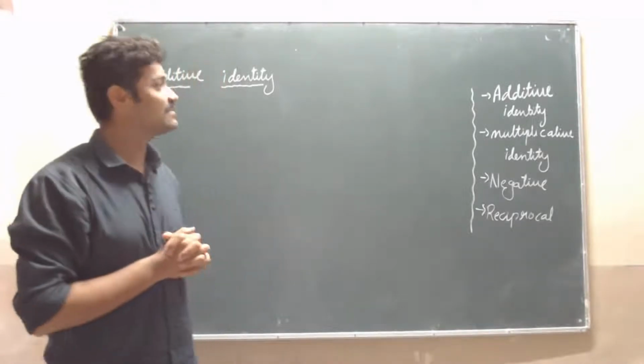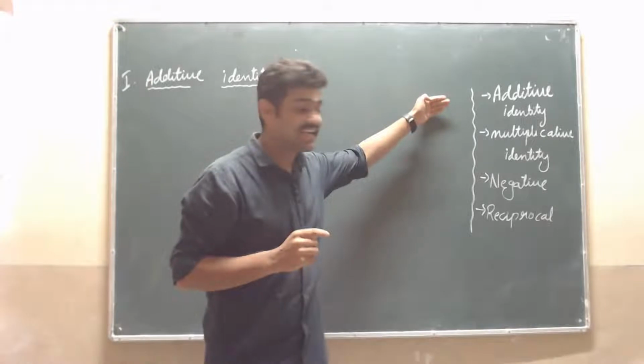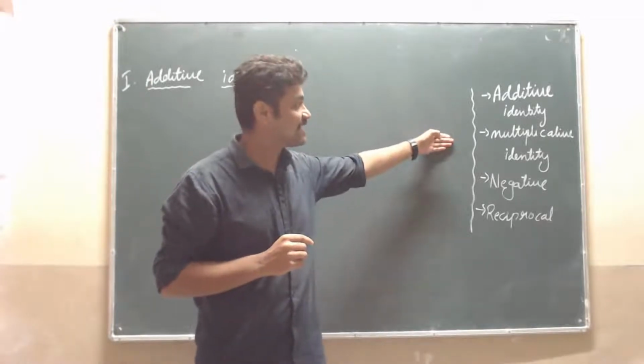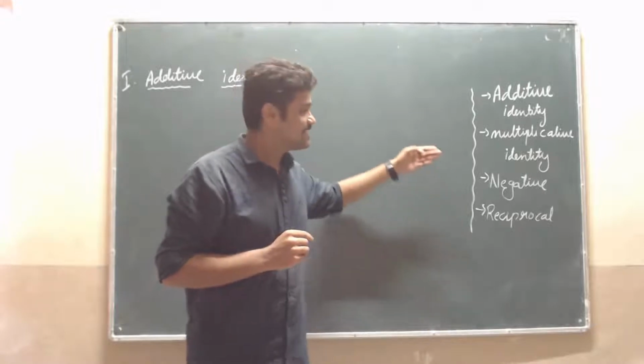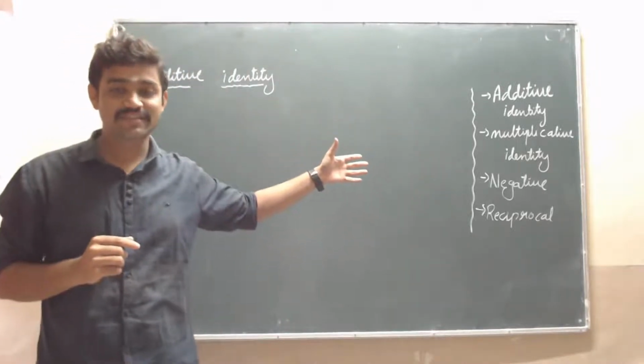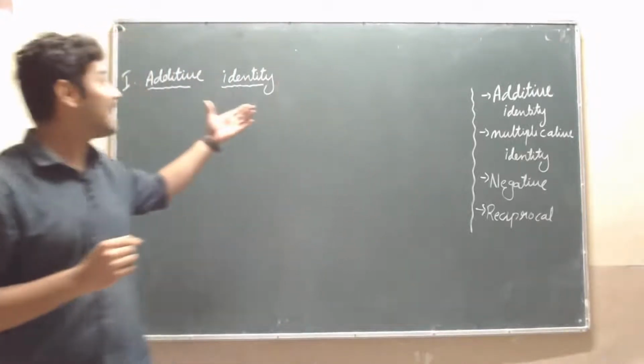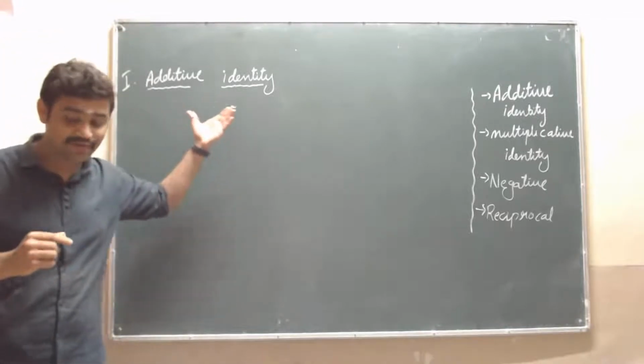In this video, I will explain about additive identity, multiplicative identity, negative as well as reciprocal. These are very easy concepts. Let's start with additive identity. What is the additive identity?